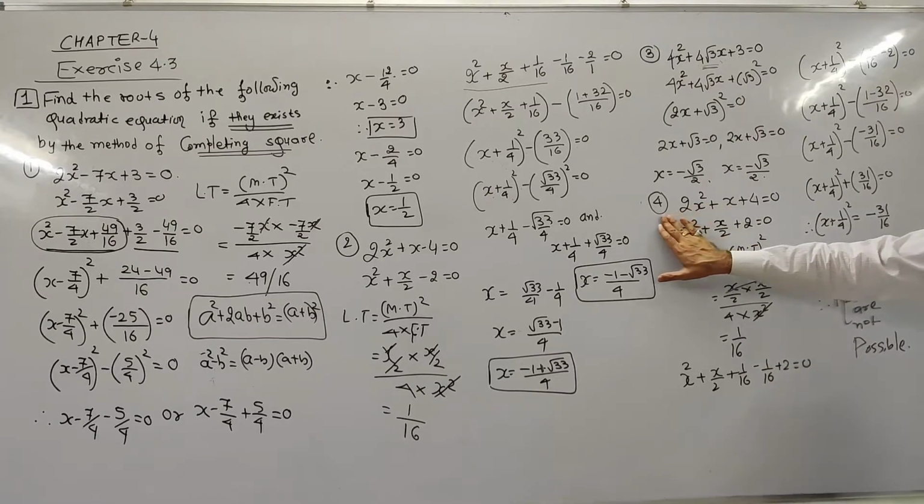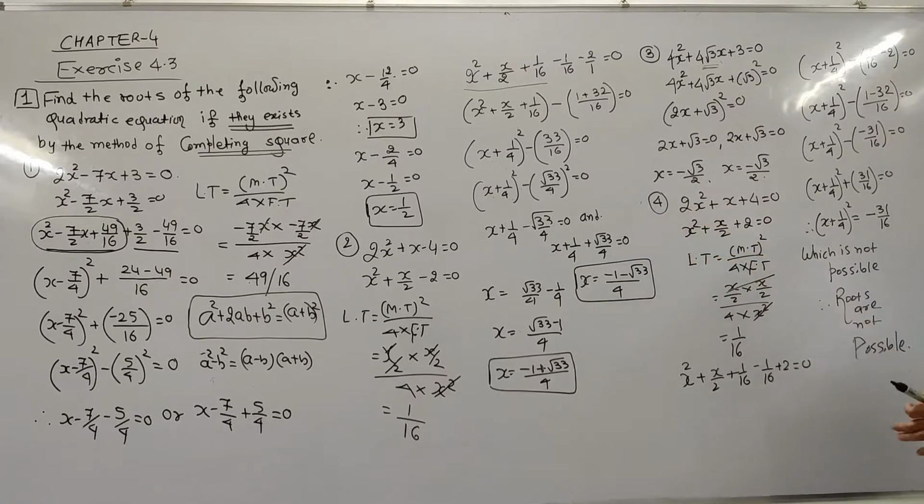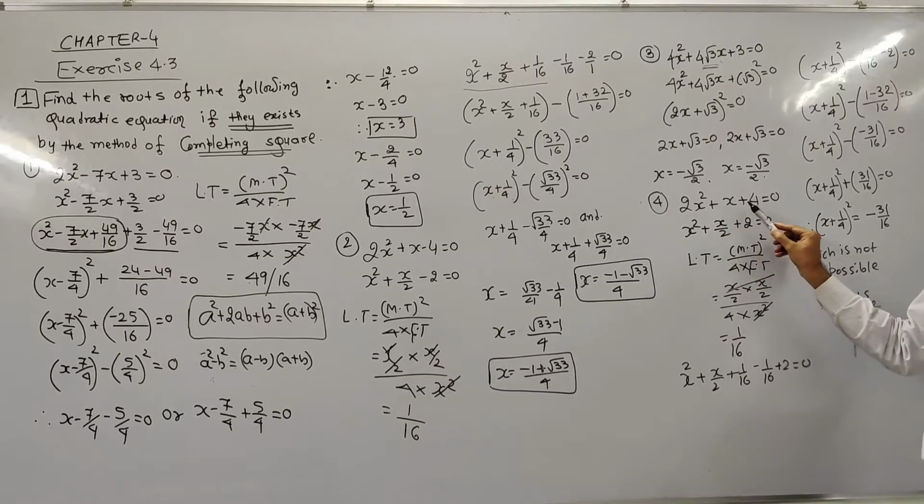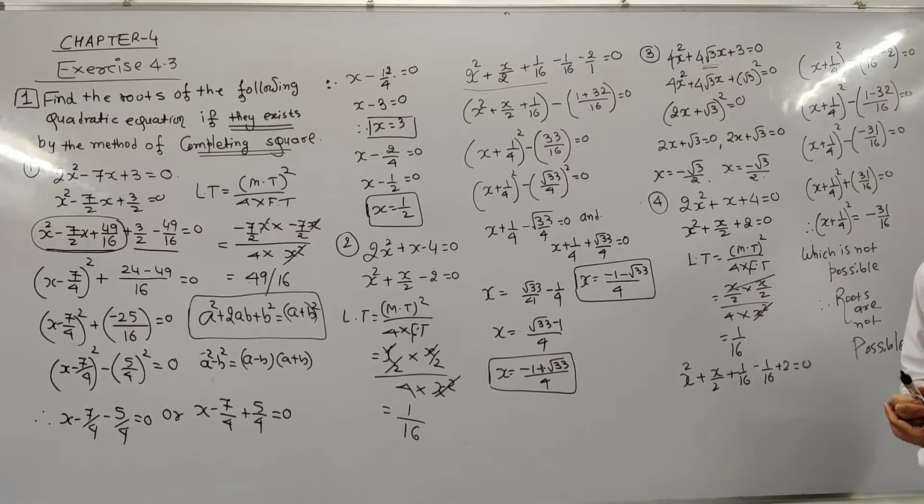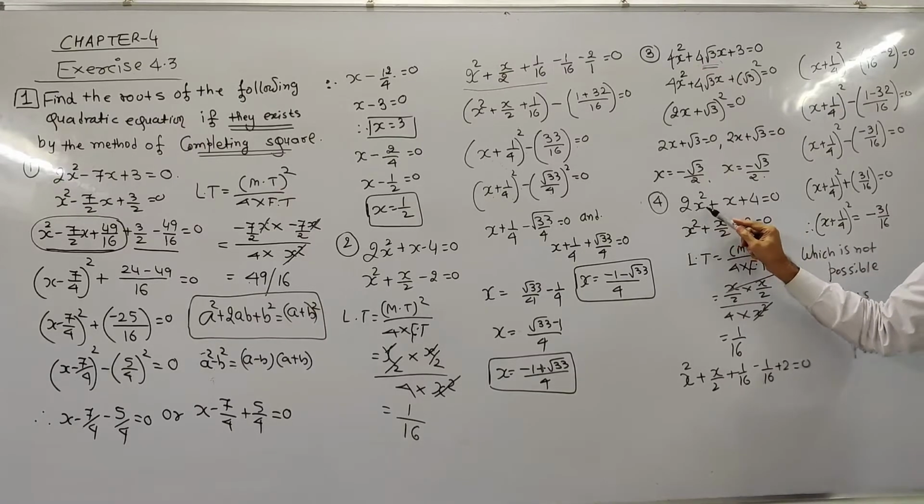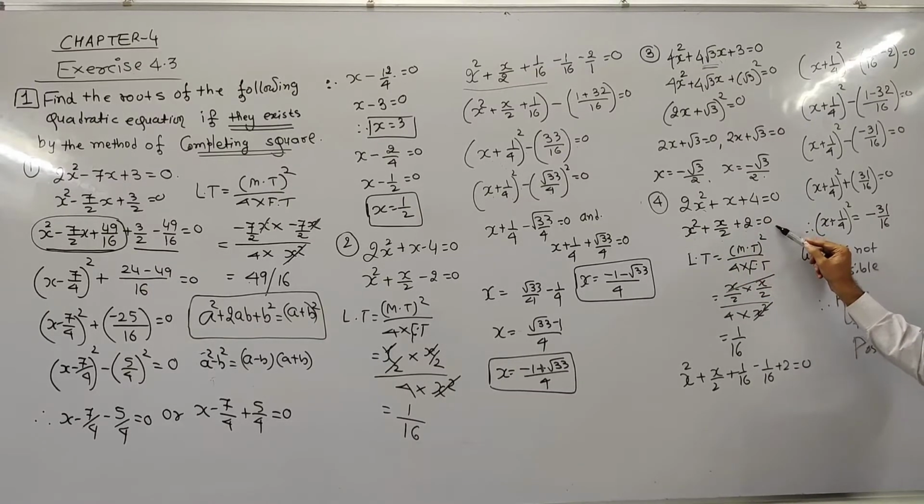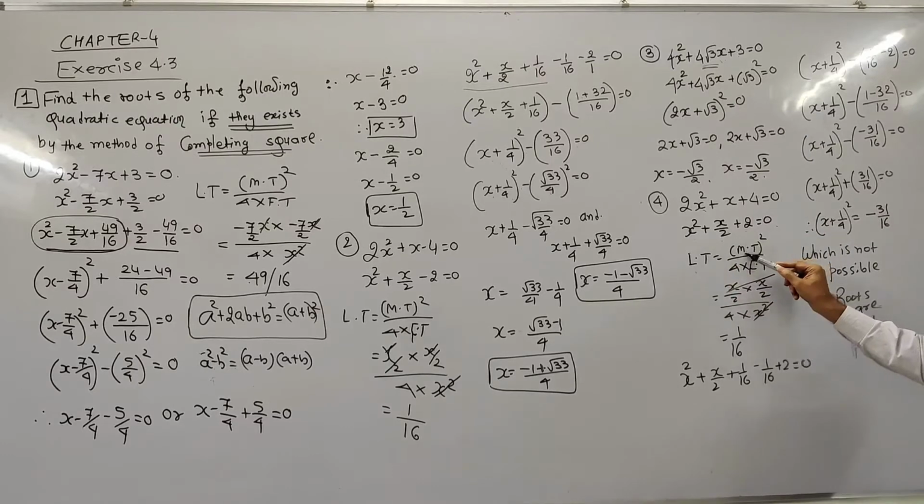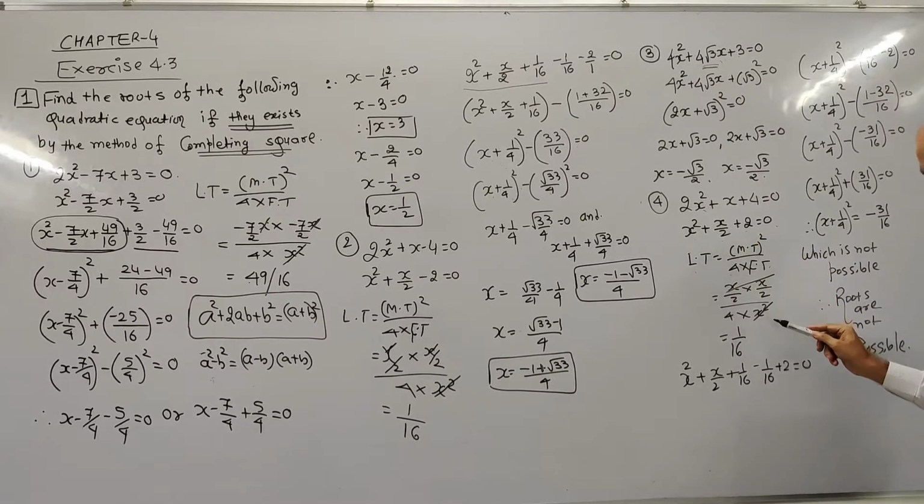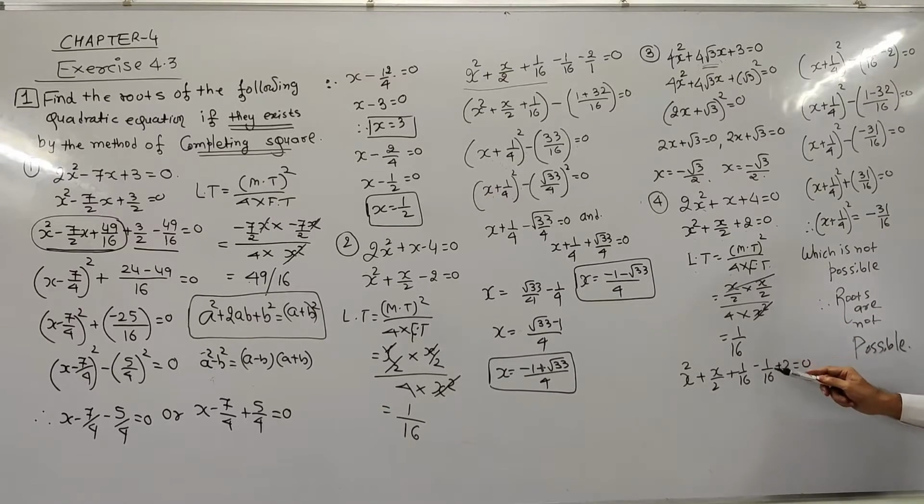Now let me start the last example, example number 4. 2x square plus x plus 4 is equal to 0. The first term is in the form of 2x square, not a perfect square, so divide by 2. So you get x square plus x by 2 plus 4 by 2 means 2 is equal to 0. So now find the last term. Middle term whole square upon 4 into first term. Middle term x by 2 into x by 2 upon 4 into first term is x square. You can cancel x. Here 2 2s are 4 and 4 4s are 16. 1 upon 16 is your last term.